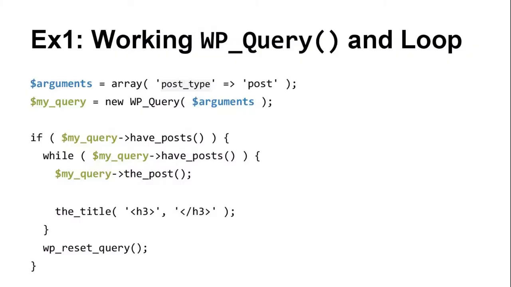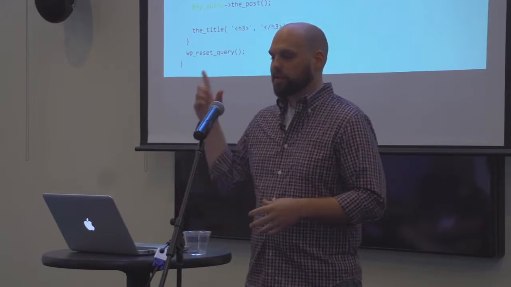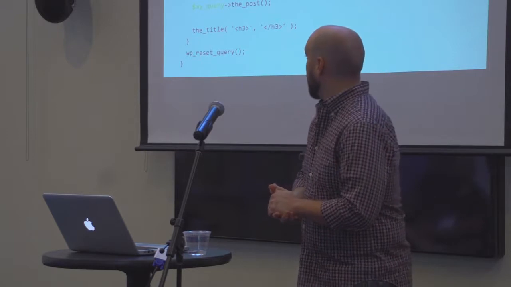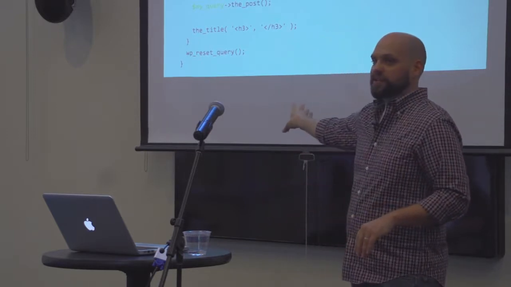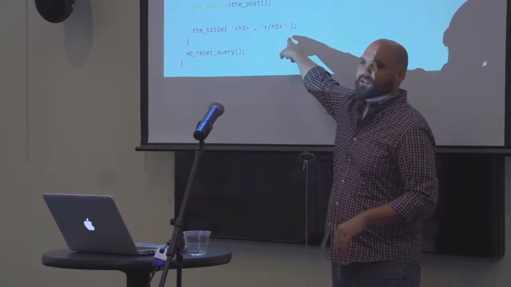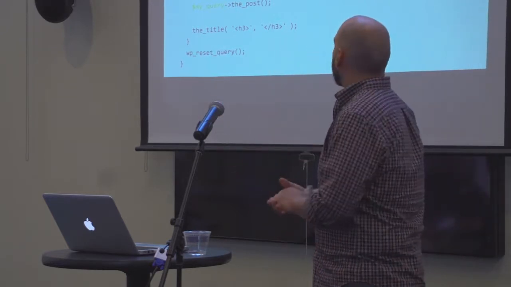So here's an example of a complete working loop. It looks a lot like the other one, but I've provided some arguments. What this loop is going to do is get us, by default, the 10 most recent posts. We're going to loop through them, and we're going to show their title as an H3. And now we actually know why all this works, I believe. If you're not sure how this knows what post title to show, let me know, and I can go back over it.